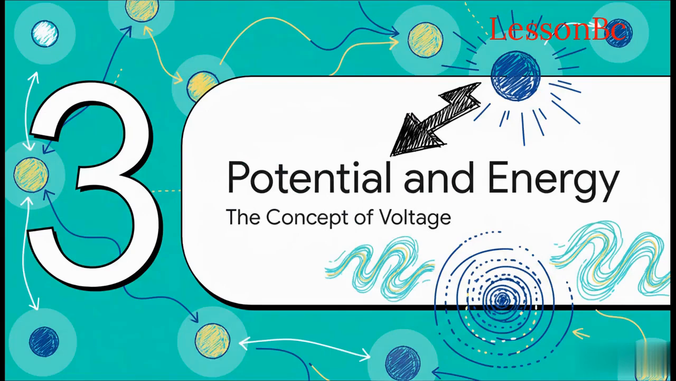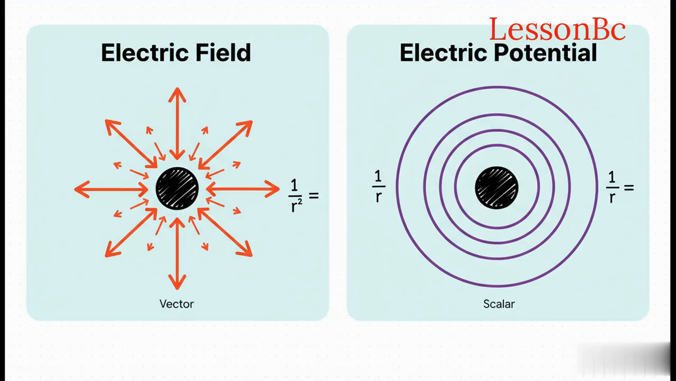All right, you're doing great. We're ready to add the next layer, which is electric potential. This is a scalar concept, which means no direction, and it's all about energy. You probably know it by its everyday name, voltage. And this table just lays out the key differences brilliantly.